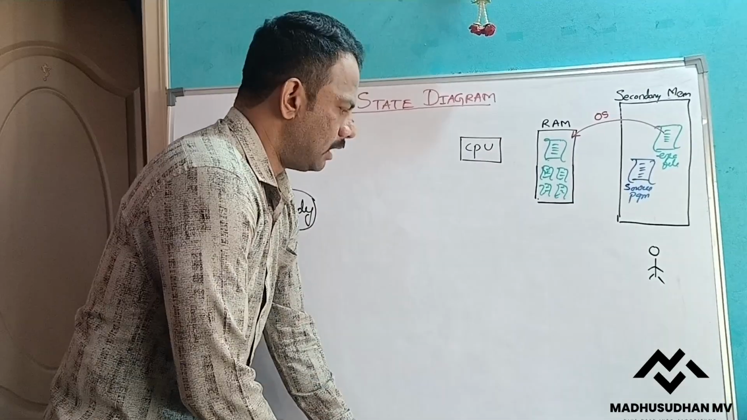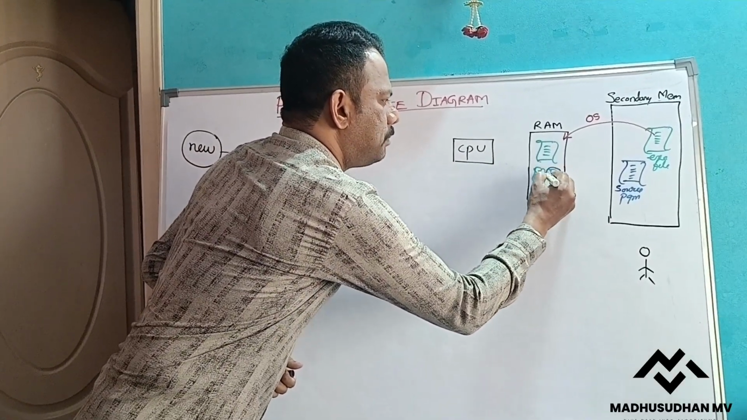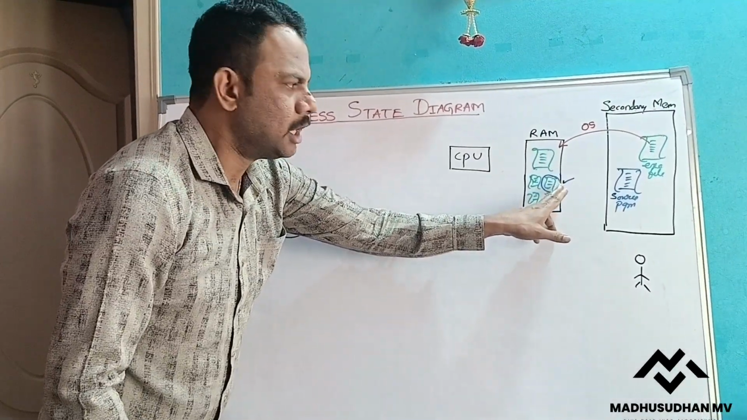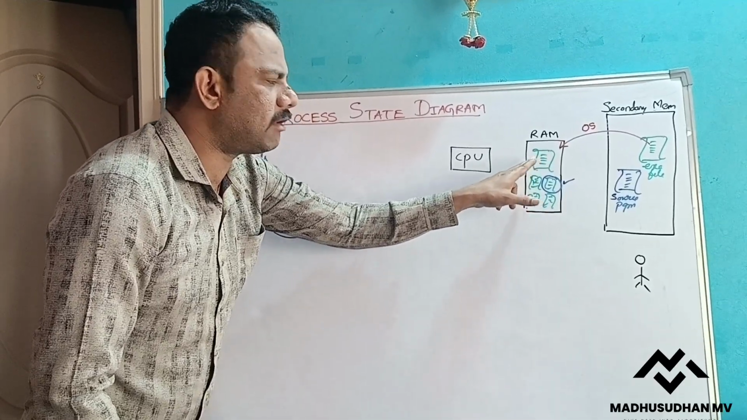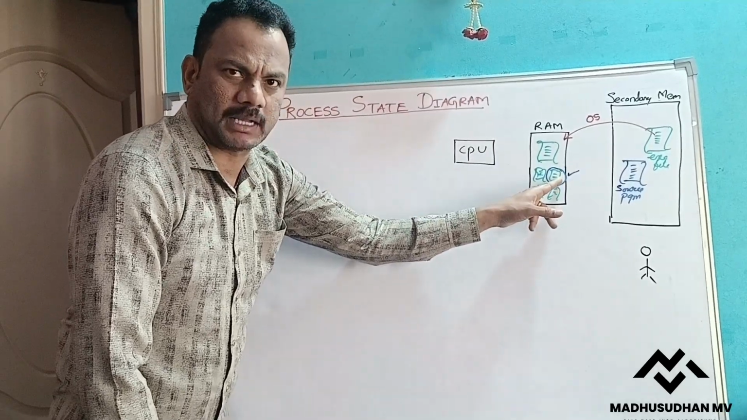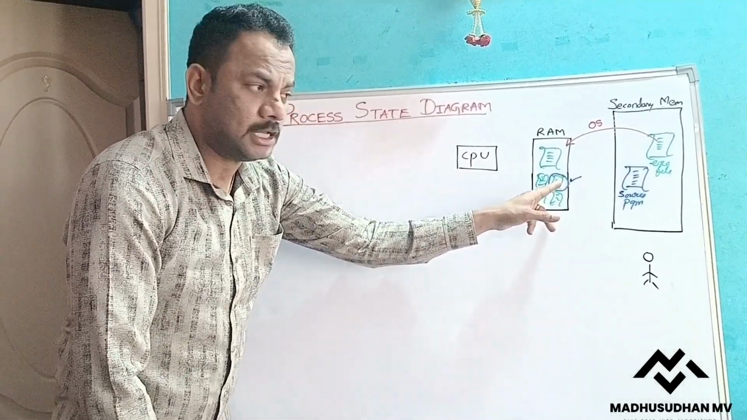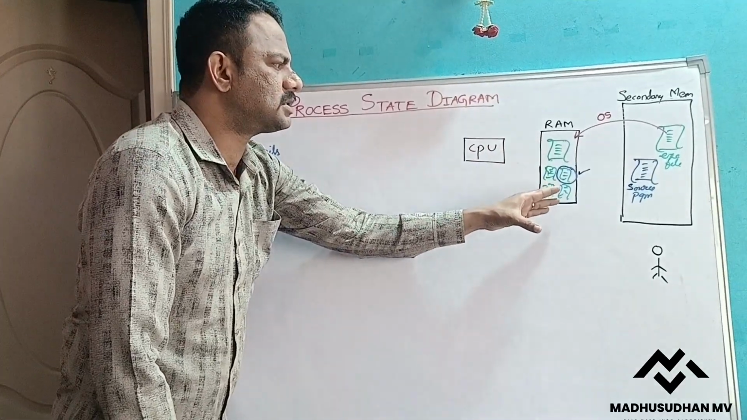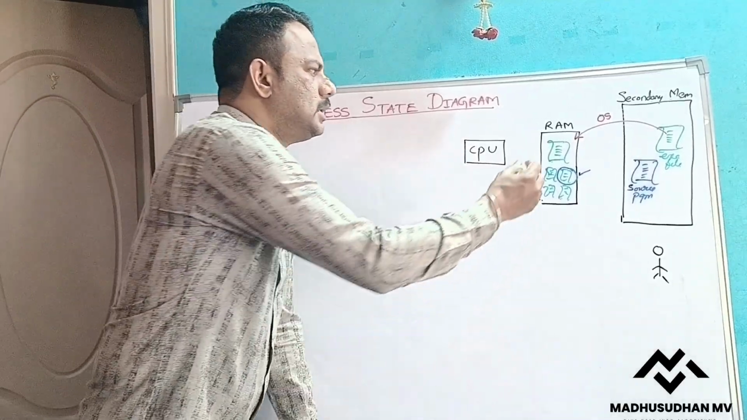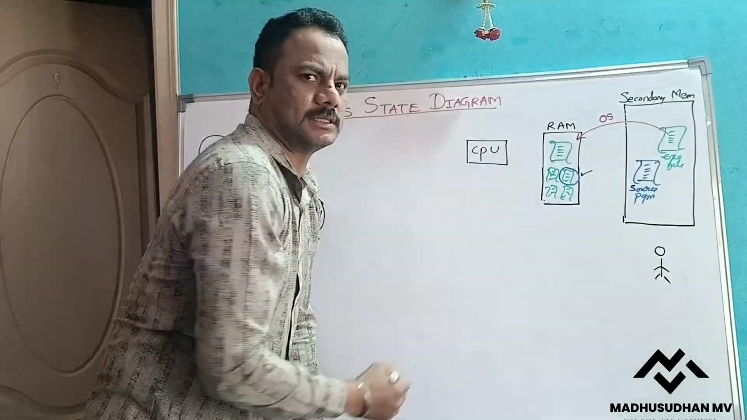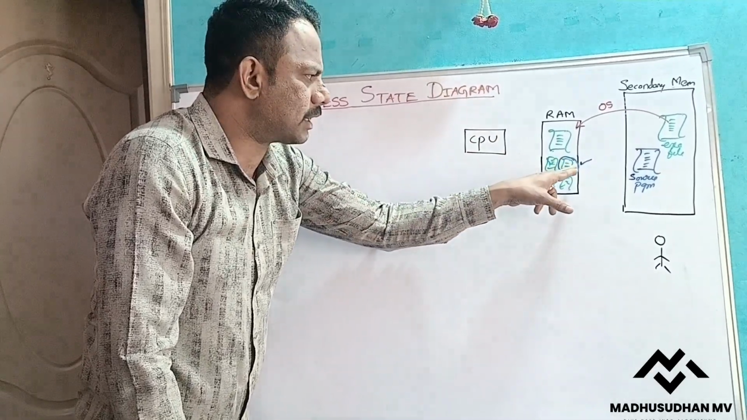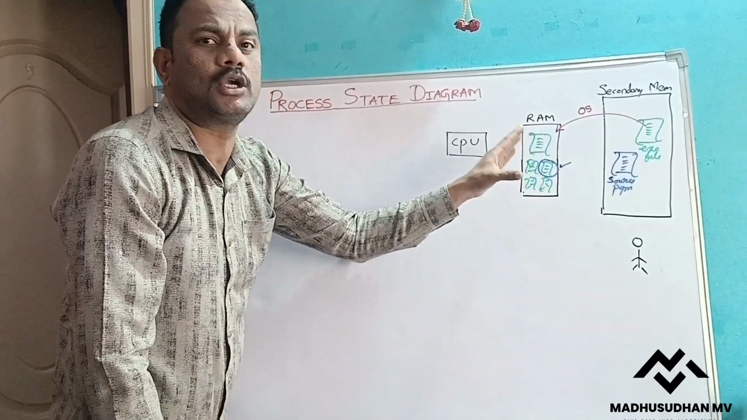Assume, for example, our CPU is currently executing this process. Now all these other processes are waiting for CPU time. Once our CPU completes the execution of this task, somebody has to select one of these processes which are waiting for the CPU time. There are four processes, 1, 2, 3, 4. That means our operating system has to select which one to run next.